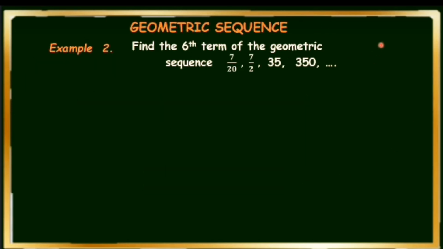Find the sixth term of the geometric sequence 7 over 20, 7 over 2, 35, 350, and so on. In this second example, we are given that a sub 1, or the first term, is 7 over 20, r is equal to 10. Why? Because 350 divided by 35 equals 10. n is equal to 6 because we're looking for the sixth term, and we need to find a sub 6.